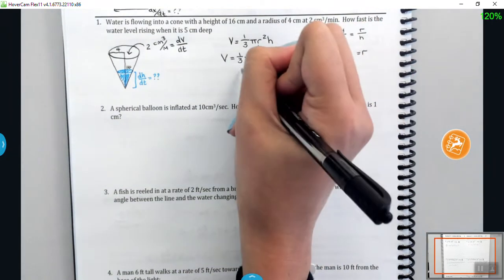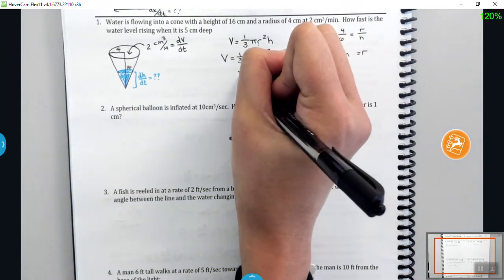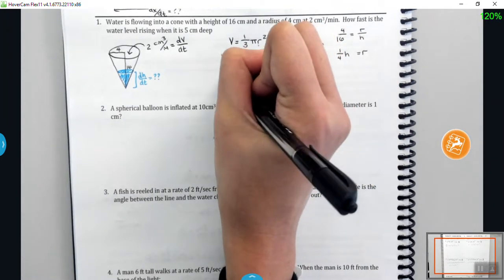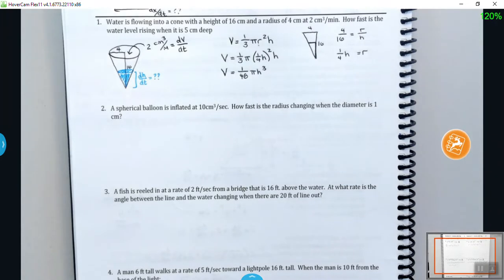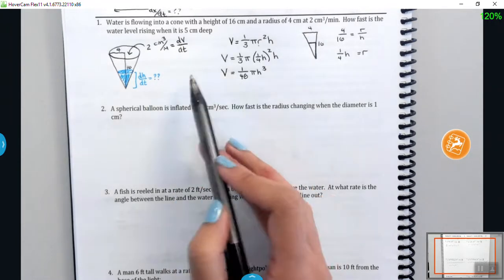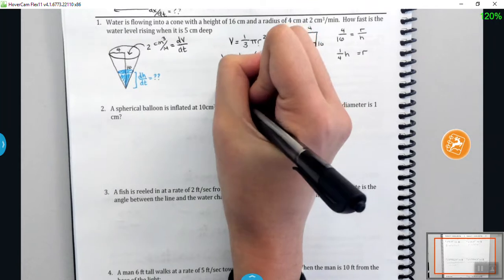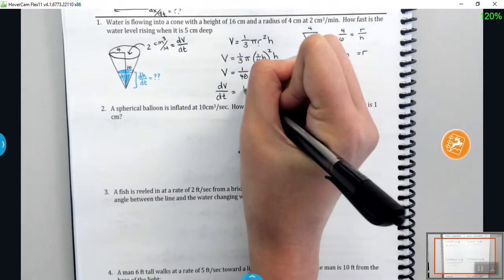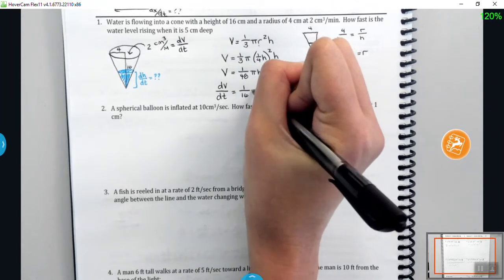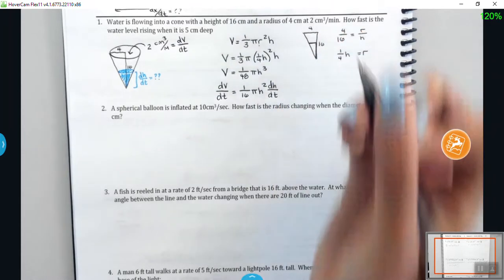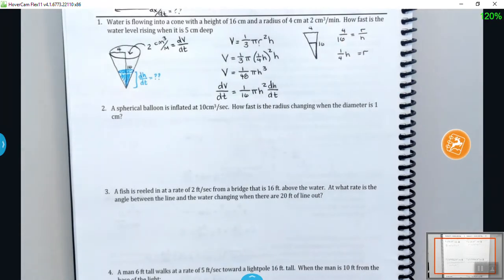No, we don't have to do product rule because I can simplify it to this, right? And then I don't have to do product rule, which is nice. Okay, cool. Now I have an equation with just V and just h, so that's good. Now I can take the derivative. So dV/dt equals 1/16 pi h squared dH/dt. Right, because it's 3/48. So it'd be 1/16.